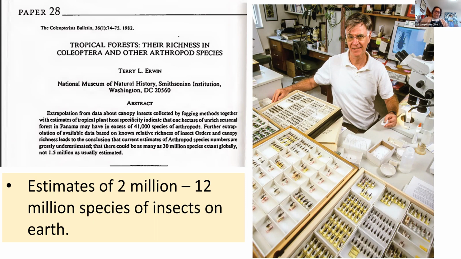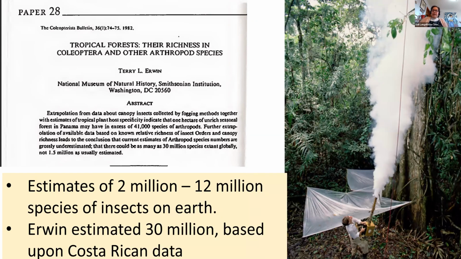And when scientists are trying to estimate not only how much life is there on Earth, but how many insects are there on Earth, the estimates range from 2 million to 12 million species of insect. That's a very large range. Let me show you how Terry Irwin came up with his estimate of the number of insect species on Earth. He is absolutely on the higher range of the estimates of insect species because he studies beetles, one of the most biodiverse groups of organisms on Earth, and he studied them in the Costa Rican rainforest, which is arguably one of the most biodiverse habitats on Earth.